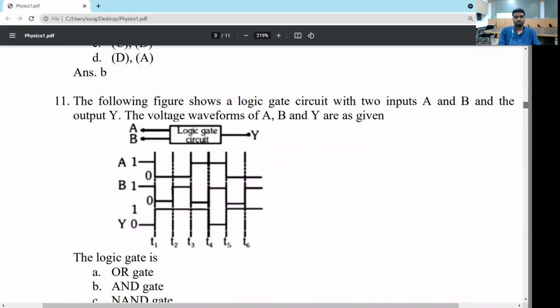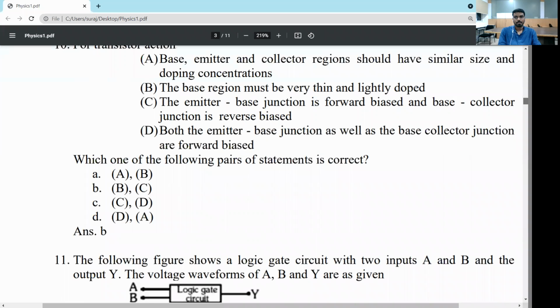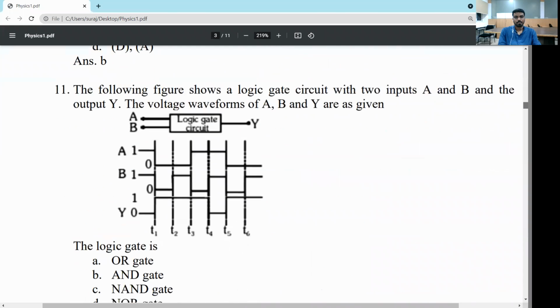The following figure shows a logic gate circuit with 2 points A and B and the output Y. The voltage waveforms A, B, and Y are given. So how to study this? This is A, this is B, this is Y.